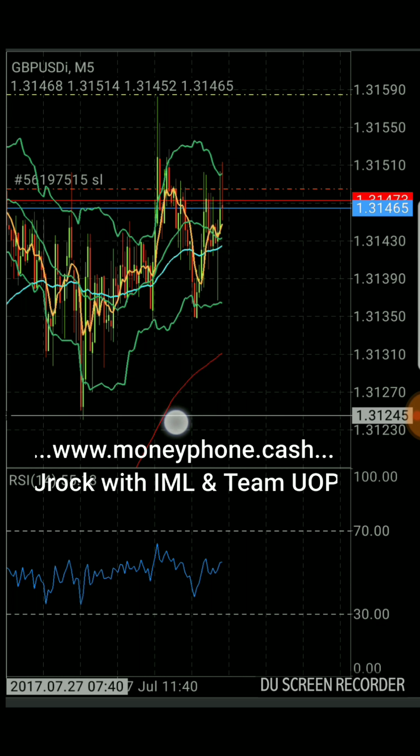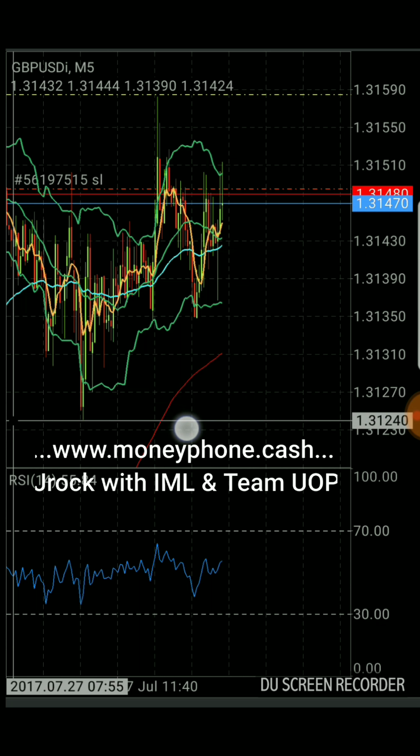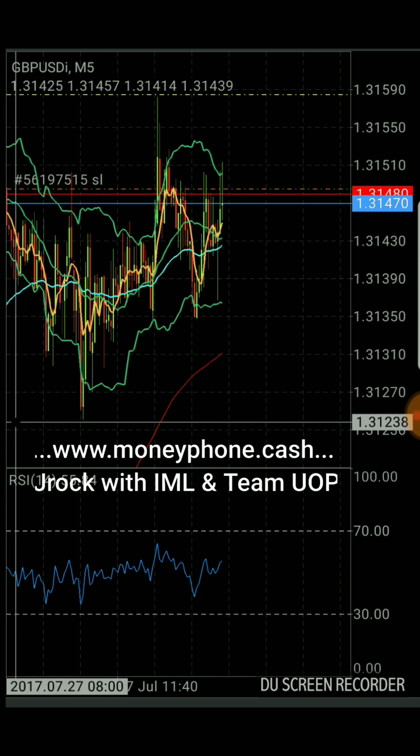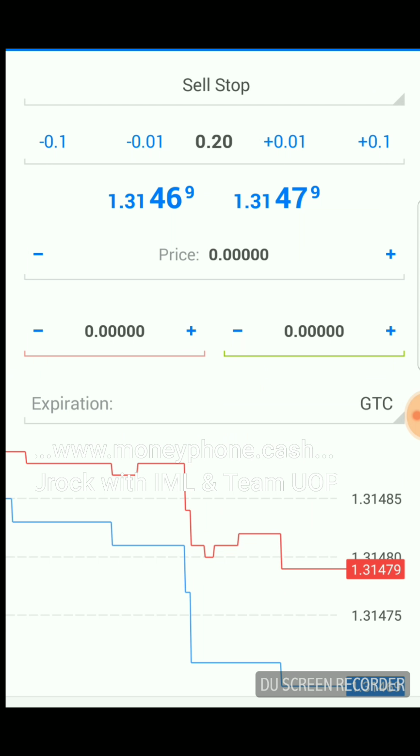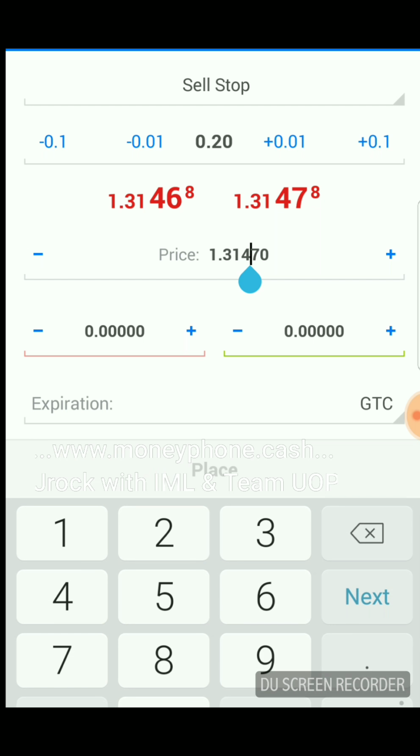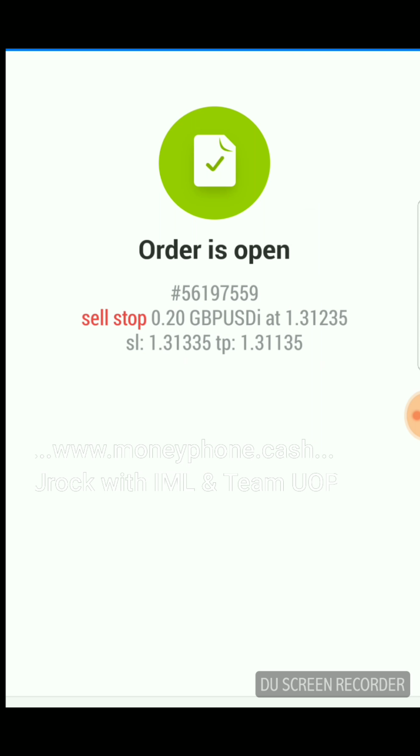Similarly, I'm going to set a sell stop for down here. Say that if it falls below 1.31235 is where I'm going to do it. So go to your order screen, do a sell stop at 1.31235, do a stop loss which is higher, 335, and a take profit at wherever you like. We're going to say 135. So let's just do that, and we'll place our order.